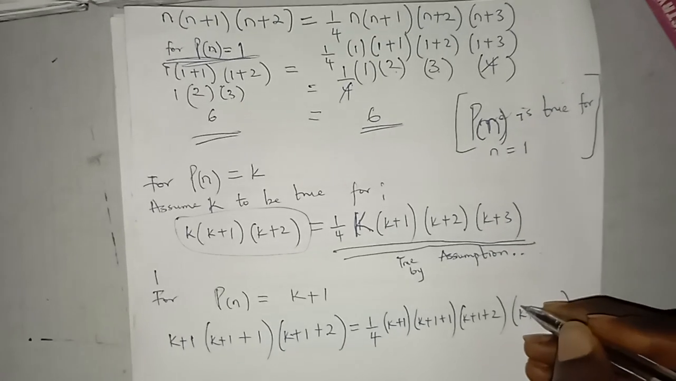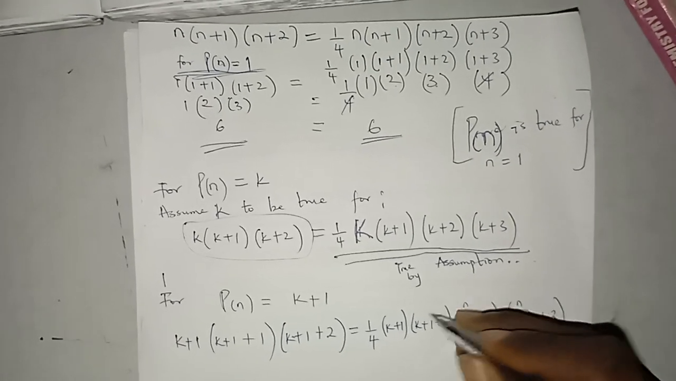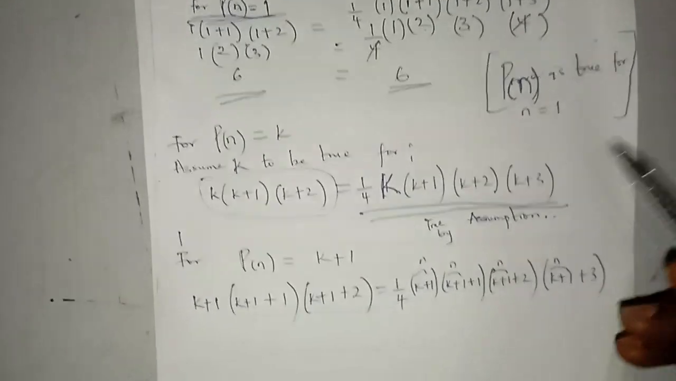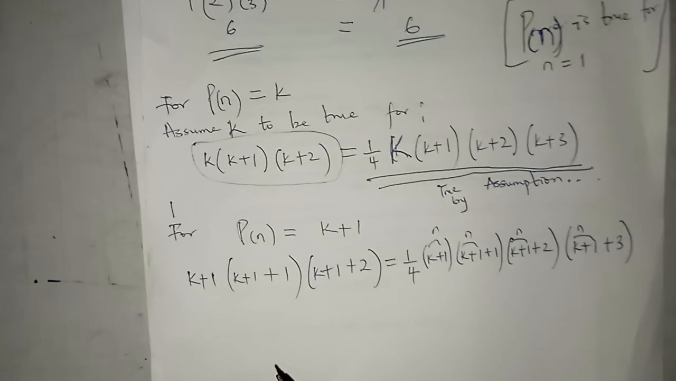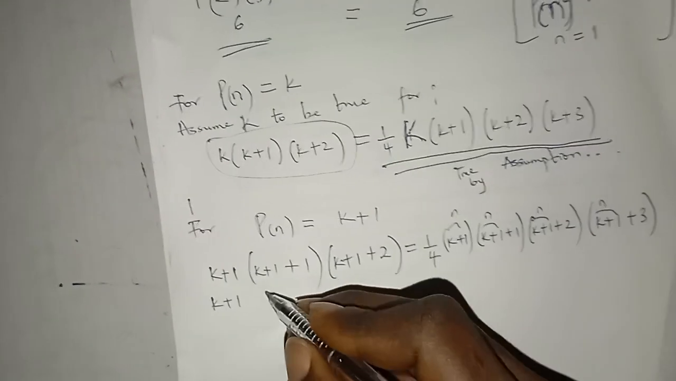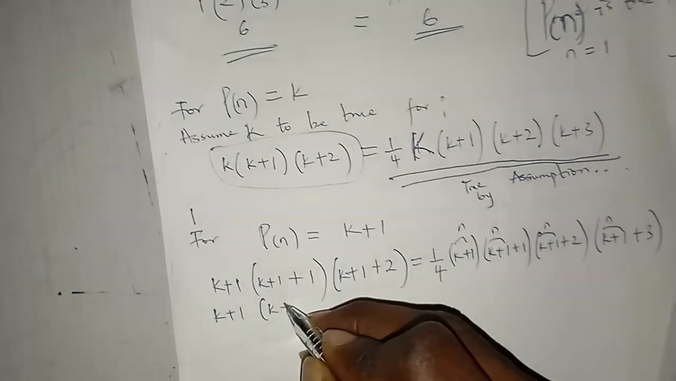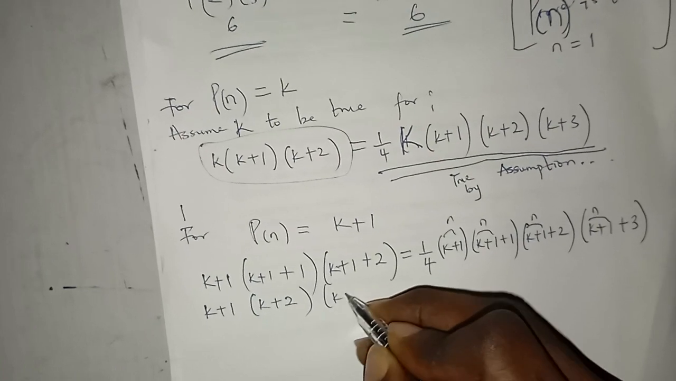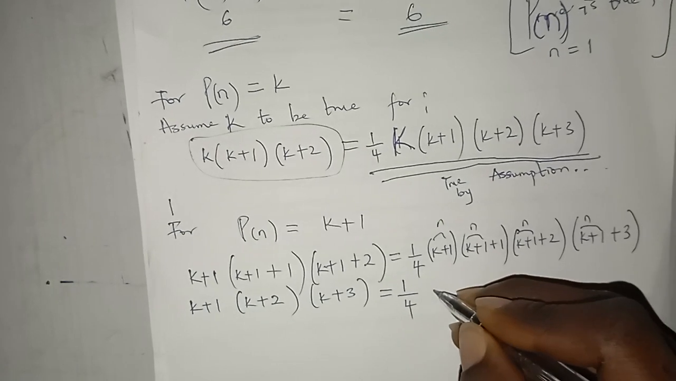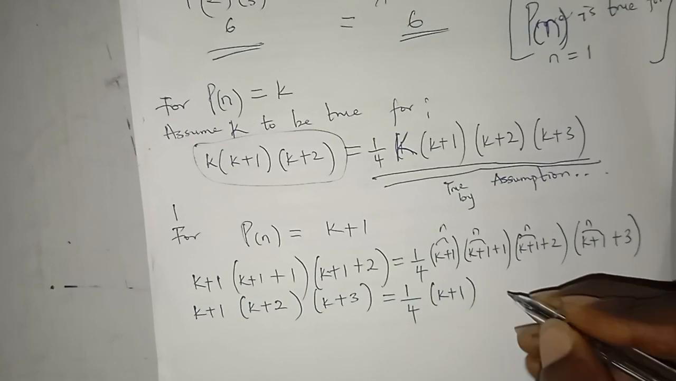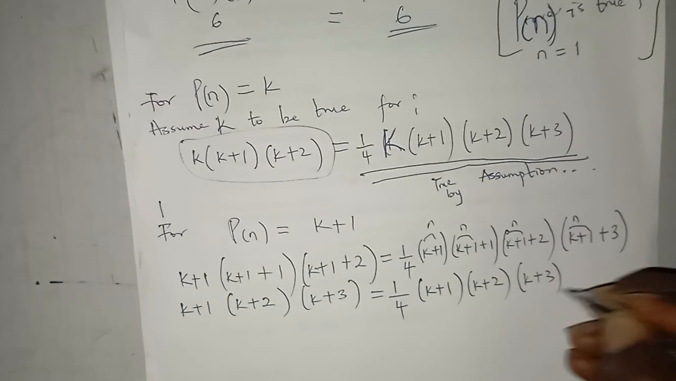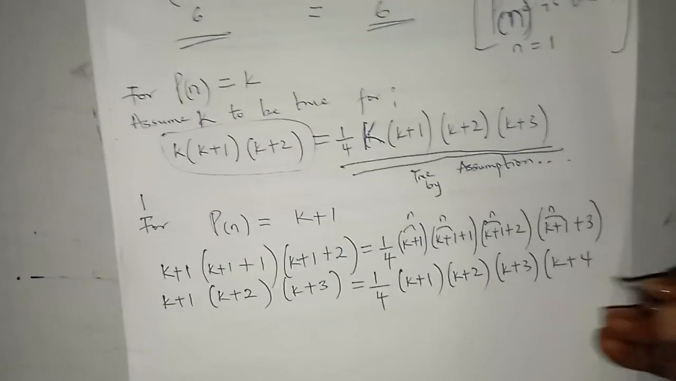So anywhere I see n, this is n, this is n, this is n, this is n. Anywhere I see n, I replace it. So once I'm through with doing this, I can now come and start doing k plus 1 into k plus 1 plus 1, 2 into k plus 3 is equals to 1 over 4 k plus 1, k plus 2, k plus 3, k plus 4.